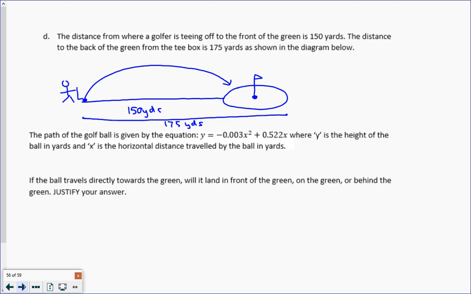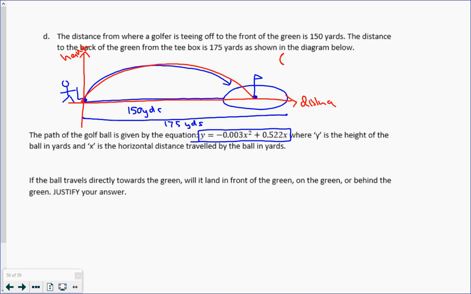The path of the golf ball is given by the equation, where y is the height of the ball in yards and x is the horizontal distance traveled. So think about it like this. If we have got this golf ball, this is the path. This is the vertical height. This is the horizontal distance, which means you are graphing this thing in quadrant 1. Guys, 99% of the time, if they give you the y equals, you're going to plug it into your calculator.